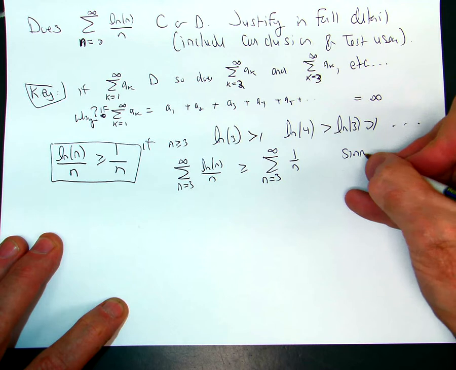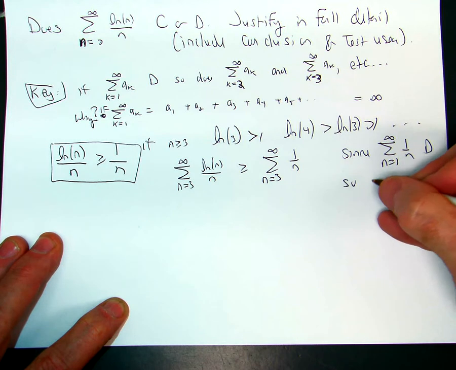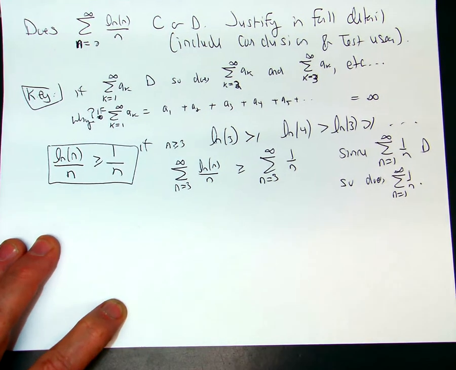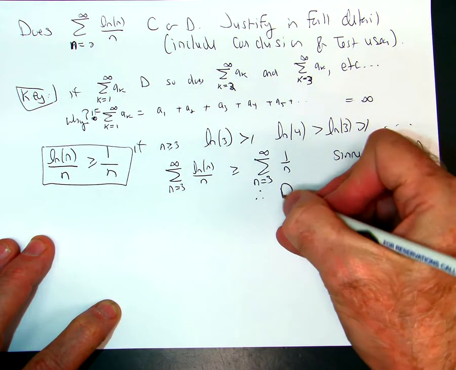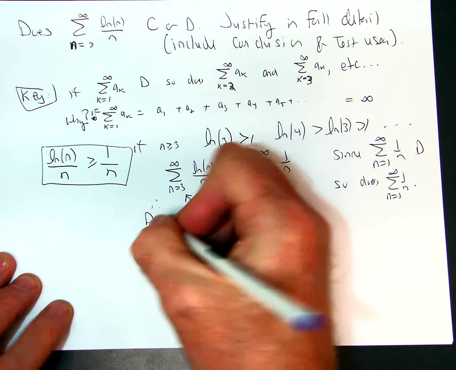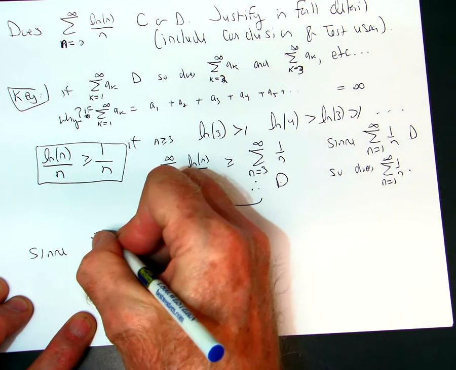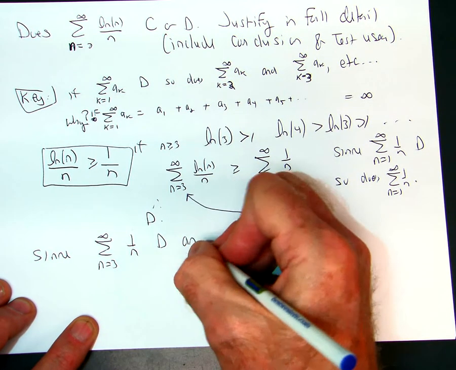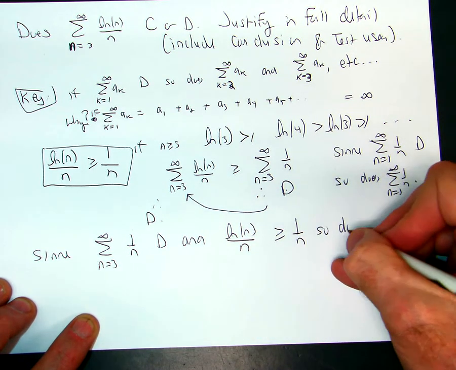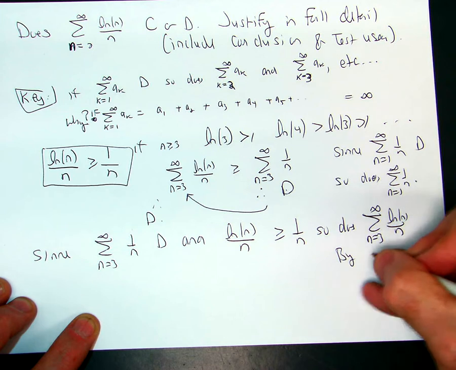Now, since the harmonic series here, starting at 1, diverges, so does this series. Okay, so that means that this series diverges. Well, because this series diverges, so does this. So basically, using the basic comparison test, since the series starting at n equals 3 diverges, and natural log of n over n is greater than 1 over n, so does this series. And that's by the direct comparison test.